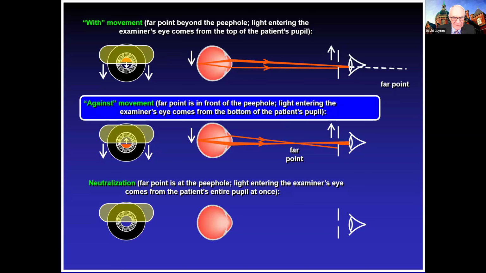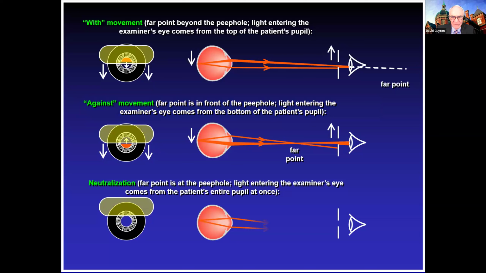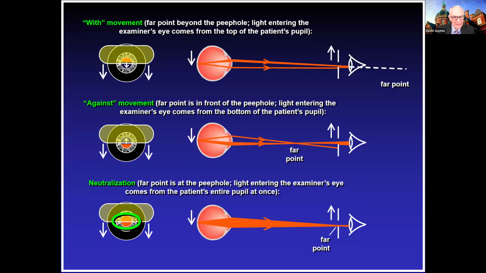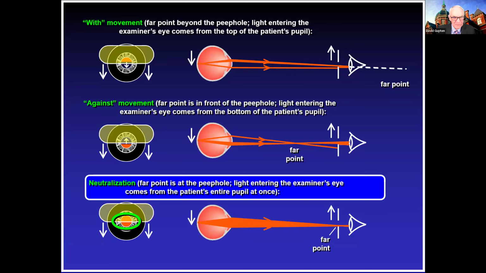But if the person is looking and focused at the distance of the peephole exactly, then all the rays of light get into the peephole at once as you sweep the band of light across the pupil. And so the pupil just lights up all of a sudden, like this. And as you sweep the light across the pupil, you see the pupil turn on and turn off, turn on, turn off. And that's the neutralization endpoint that we're using, especially with dynamic retinoscopy.